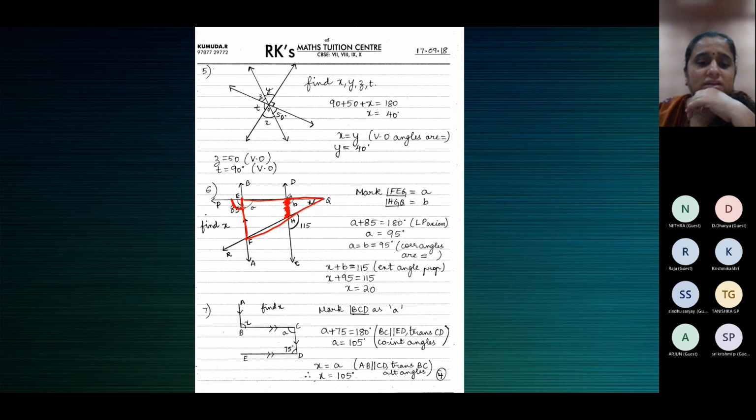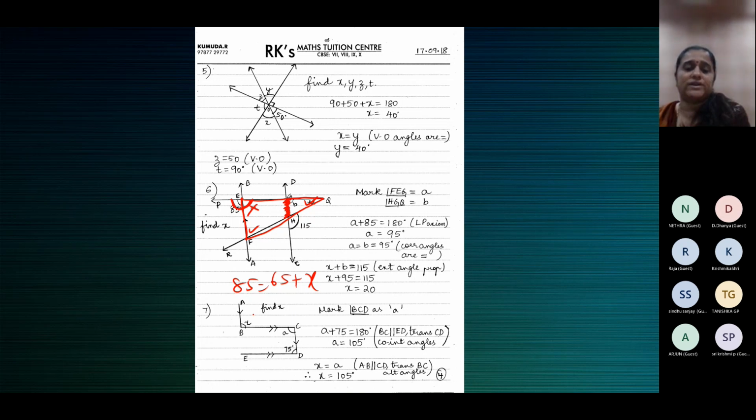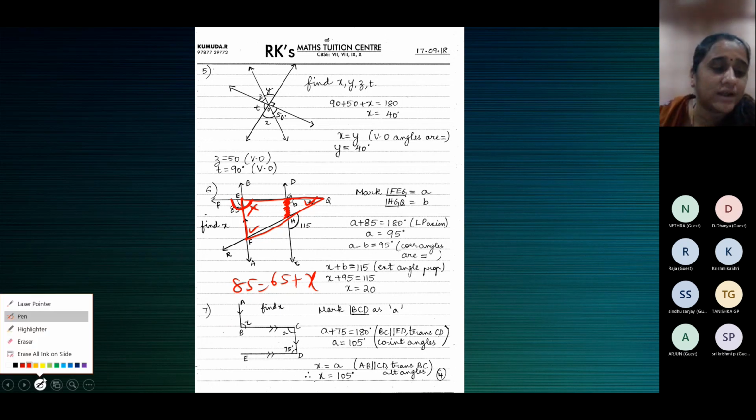85 is the exterior angle. This is its interior angle. Leave this. These are the two interior opposite angles. So 85 is equal to 65 plus X. So X is equal to 85 minus 65, which is 20 degrees. You can also do it like this. You can see there are at least 4 ways of doing it.